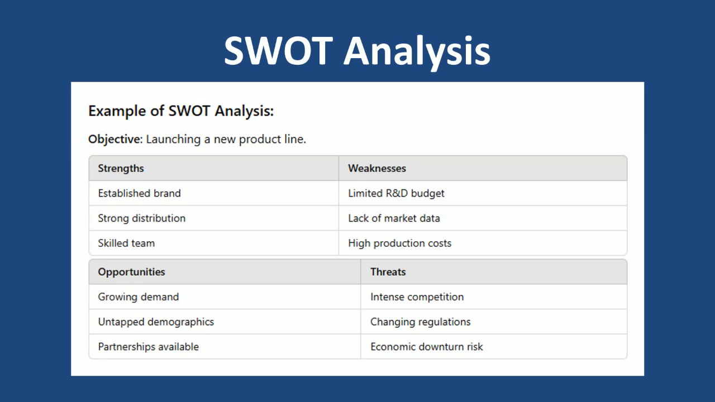So in this example, we have mentioned all the strengths, like we are an established brand, we have a monopoly, there's no one better than us, we have a strong distribution, skilled team. Then we have weaknesses, like we have limited R&D budget, the lack of market data, and high production costs. These are the opportunities, like there is growing demand, untapped demographics, partnerships available, and threats: there is intense competition, changing regulations, economic downturn risk. This is just an example of determining the objective, like launching a new product line.